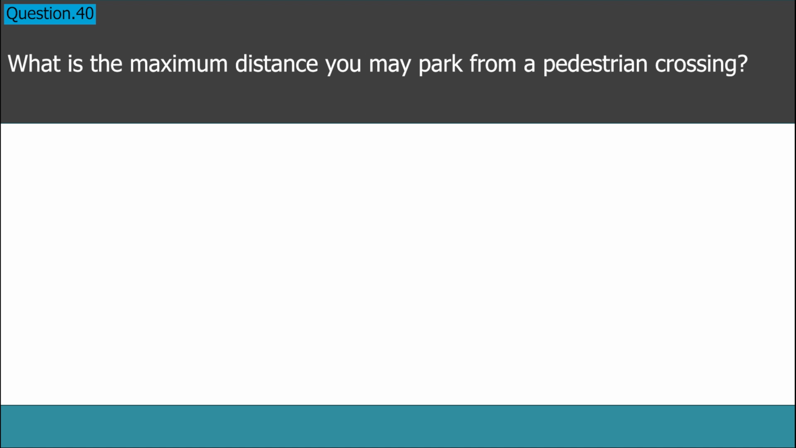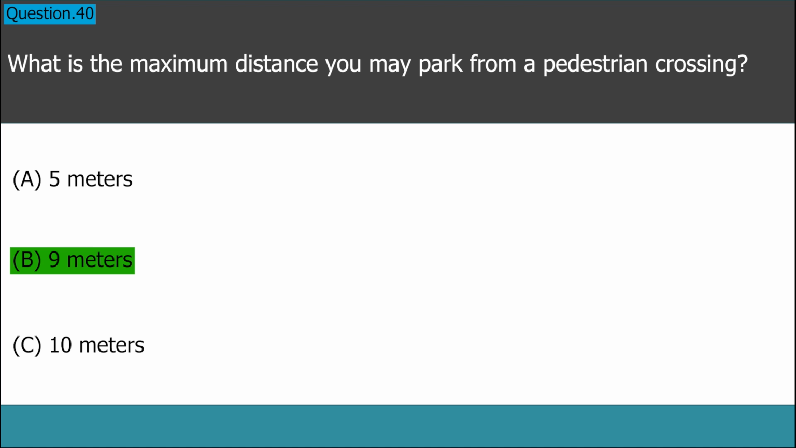What is the maximum distance you may park from a pedestrian crossing? A. 5 meters. B. 9 meters. C. 10 meters. Answer: B. 9 meters. Parking too close to a pedestrian crossing obstructs visibility and is illegal.